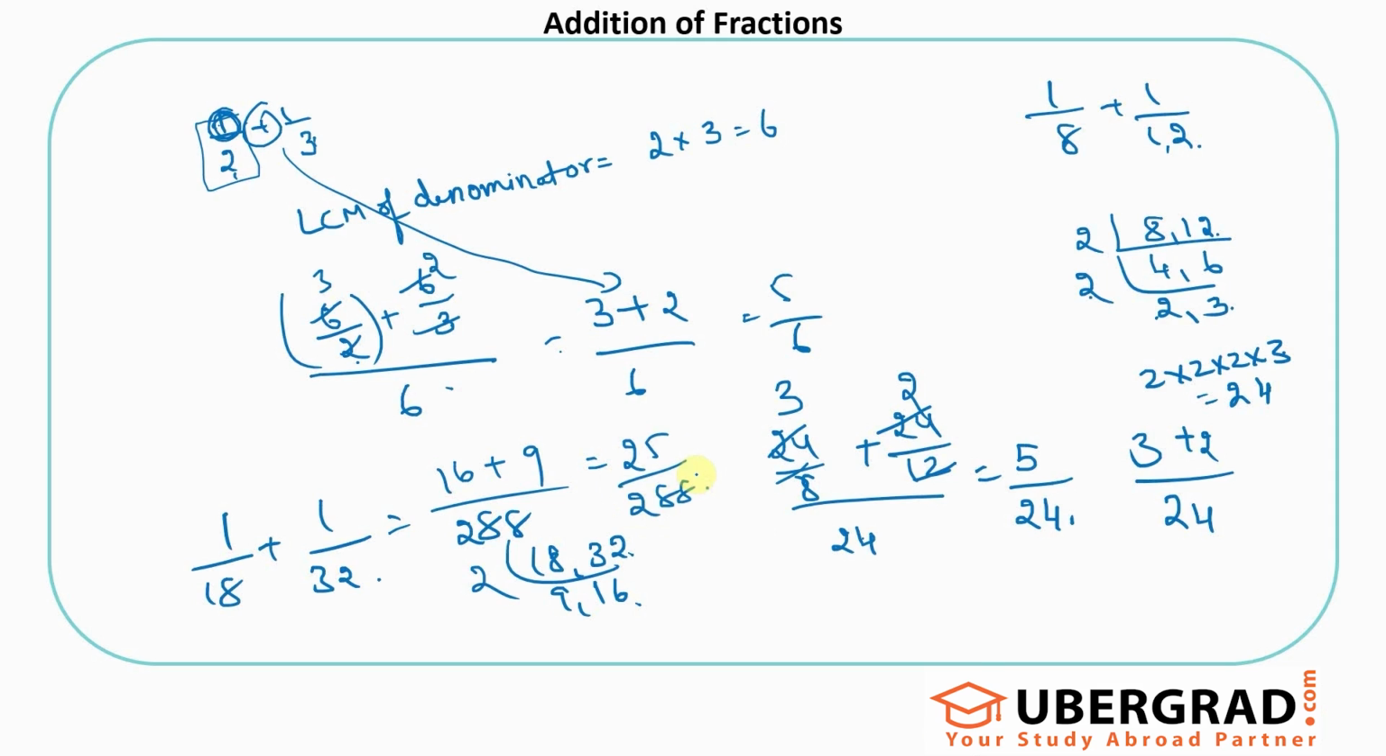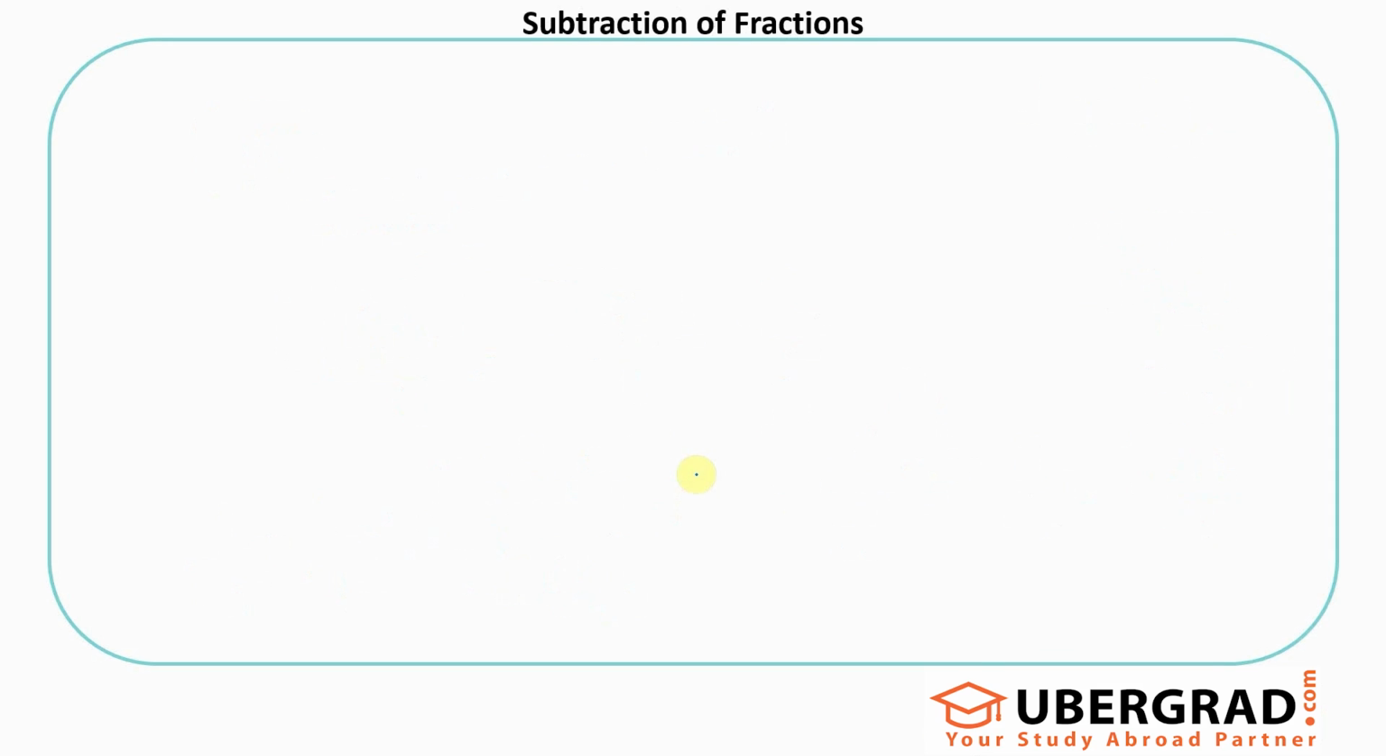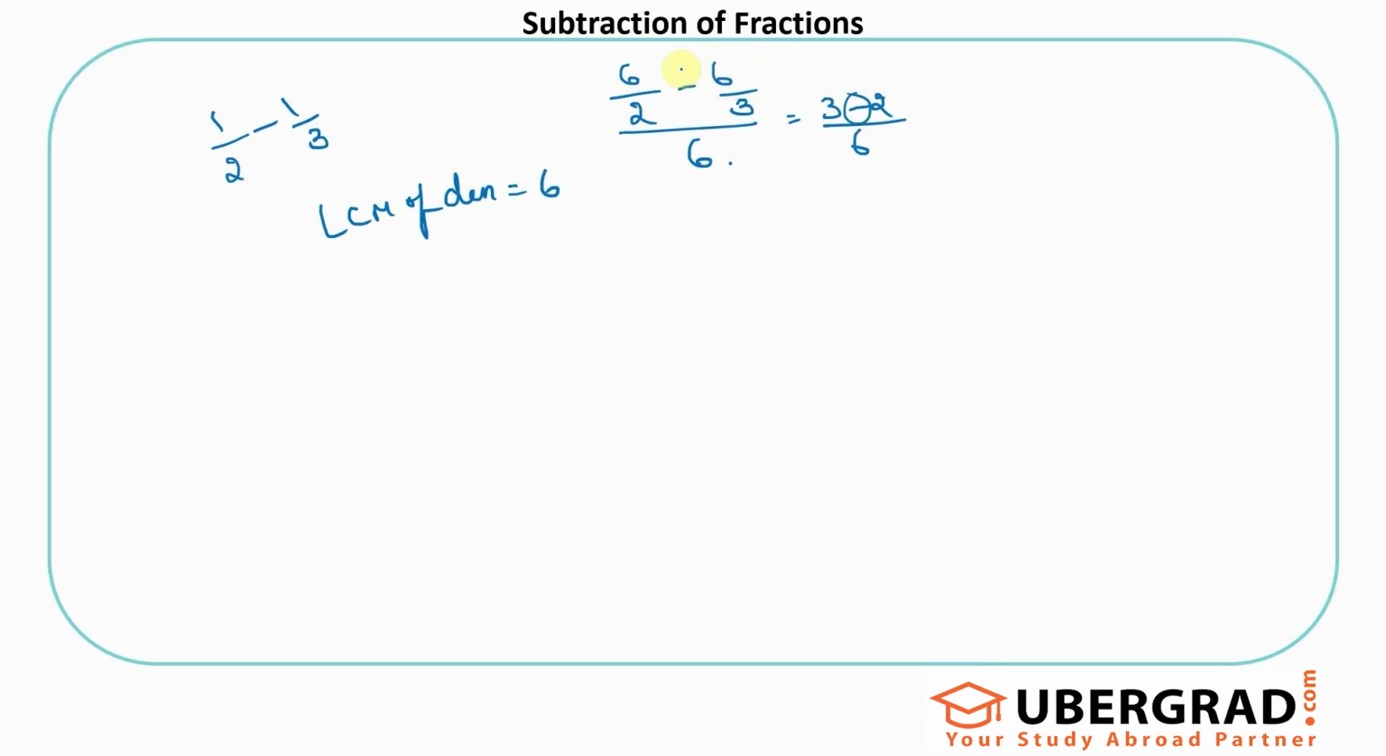That's what you'll do. Subtraction of fractions is very similar. Let's say I am doing 1 by 2 minus 1 by 3. First step is still the LCM of the denominators, that is 6 in this case. I will get 6, and then do 6 by 2 minus 6 by 3. That will be 3 minus 2 by 6. Here the minus is coming because this is subtraction. That will be 1 by 6 is the answer.